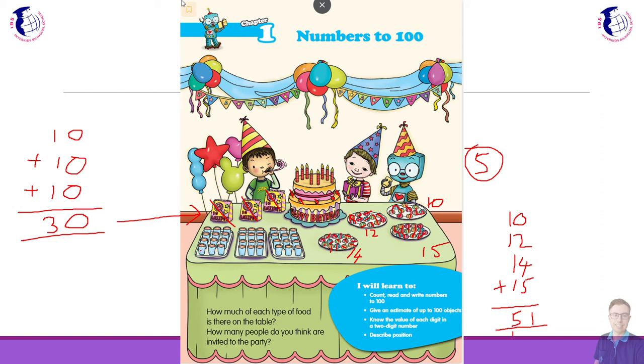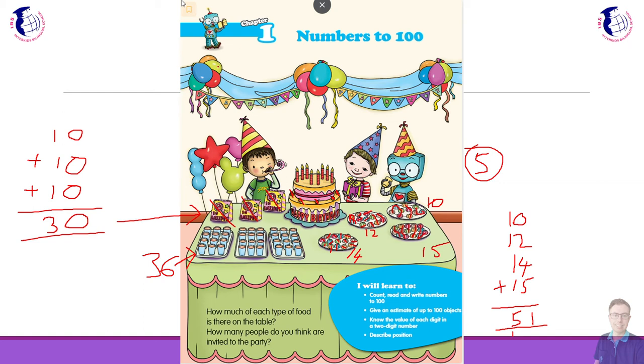We can do the drinks quickly. 3, 6, 9, 12, 24, 36 drinks. So 36 drinks. Is there anything else you think you could count? Have a think. What else do you think you could count?